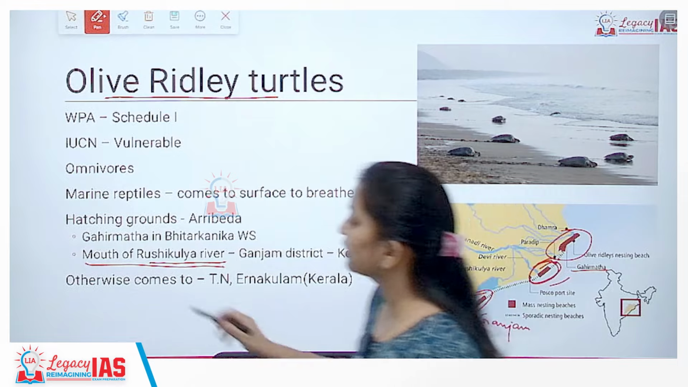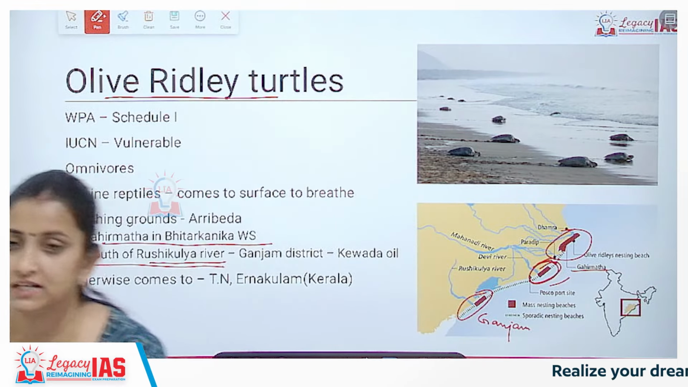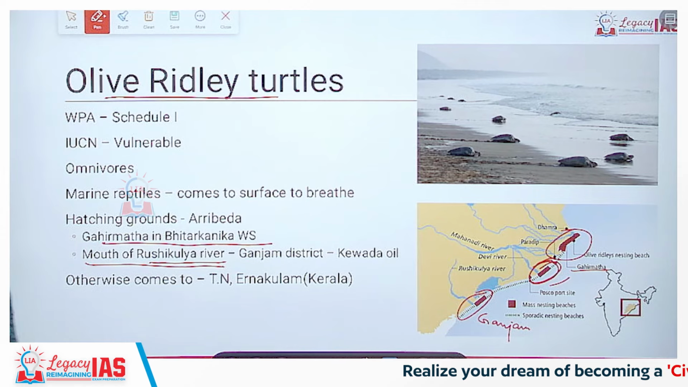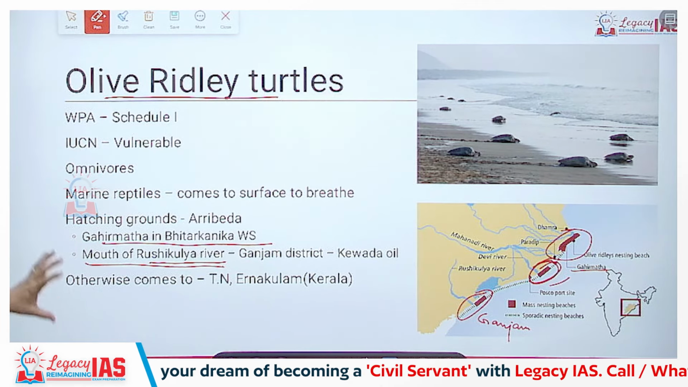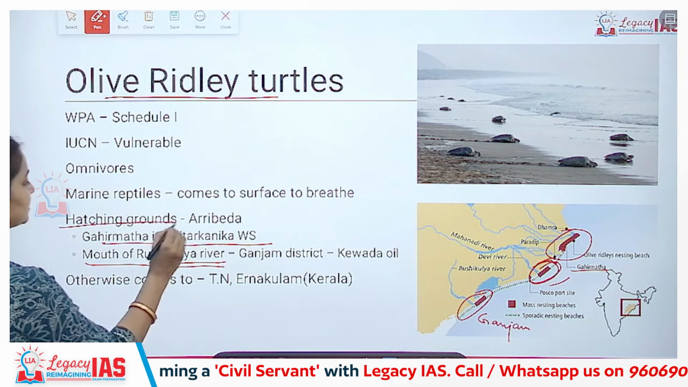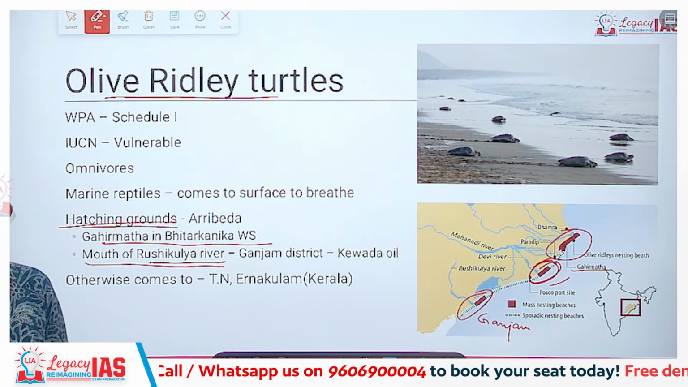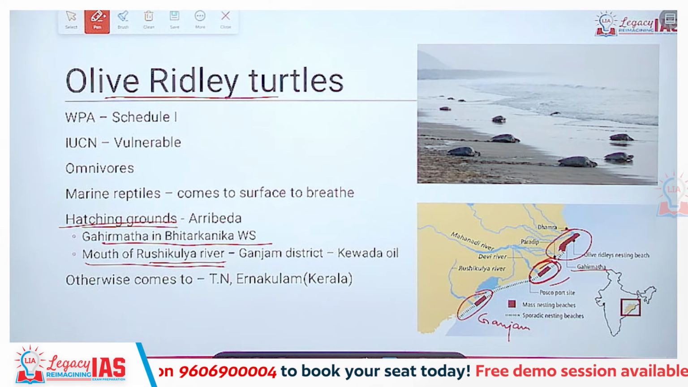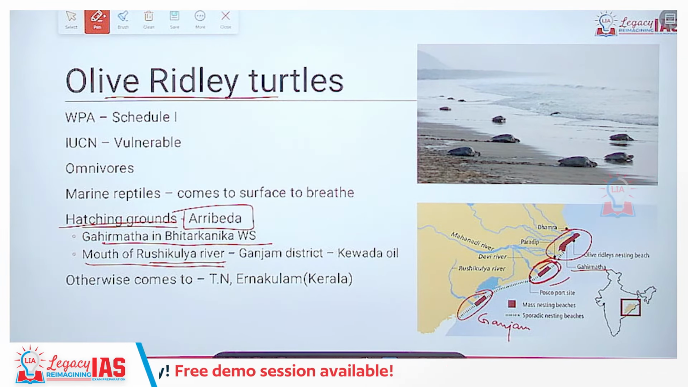So, Gahirmatha in Bhitarkanika Wildlife Sanctuary is one place for nesting. Second is the mouth of Rishikulya river in Ganjam district of Odisha, and third is the mouth of the Devi river. All three together are considered to be one of the largest hatching grounds of olive ridley turtles, and the process of hatching is called aribeda.